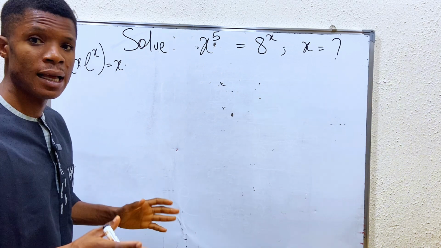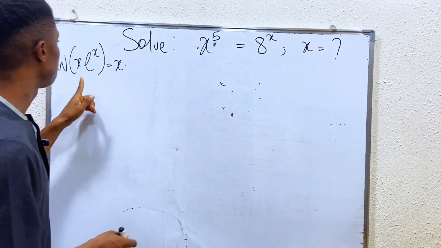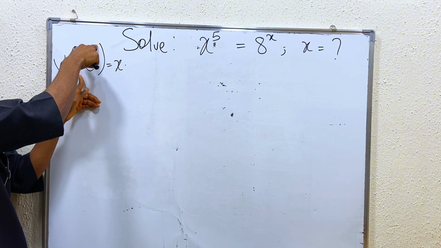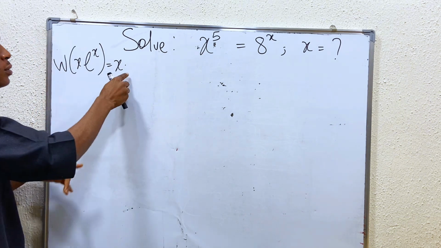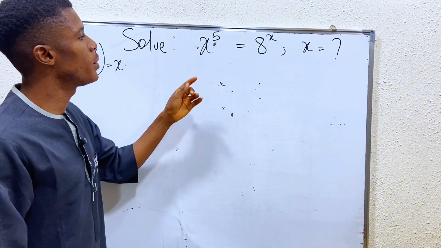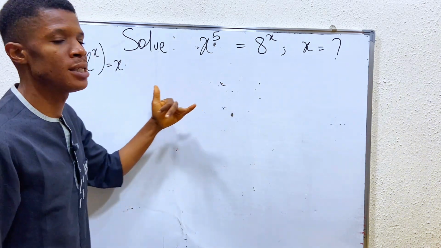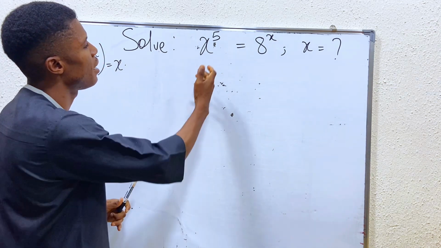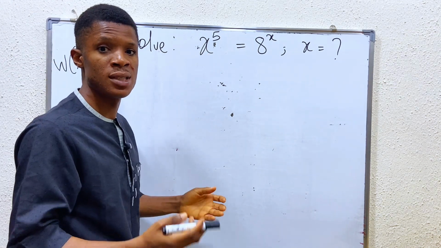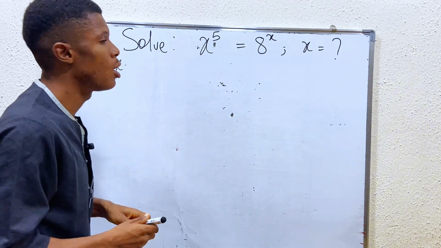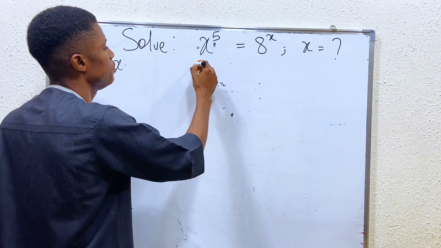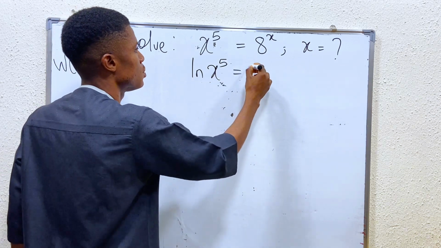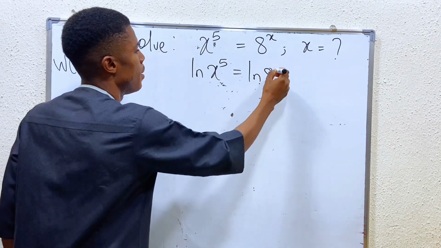In the Lambert W function, whenever we put a constant like x e^x in the Lambert W function, the output is always x. So all we need to do is rearrange this so that it suits the Lambert W function standard. The first thing we do is take the natural log on both sides. So ln x^5 = ln 8^x.